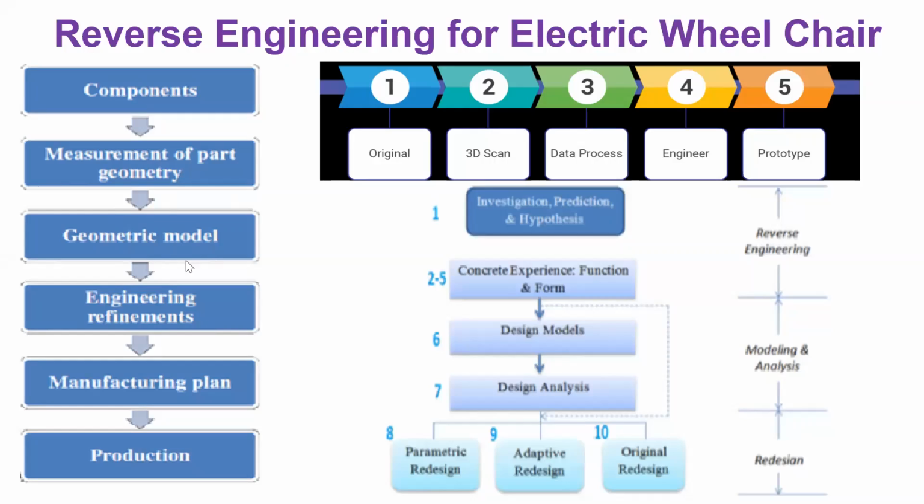Then you do the engineering refinement. For example, if you do analysis and any failure is coming, then you increase the factor of safety of your product. Then we do the testing. After this, you need to do the testing. Then if there is no issue in the testing, you go for a manufacturing plan.